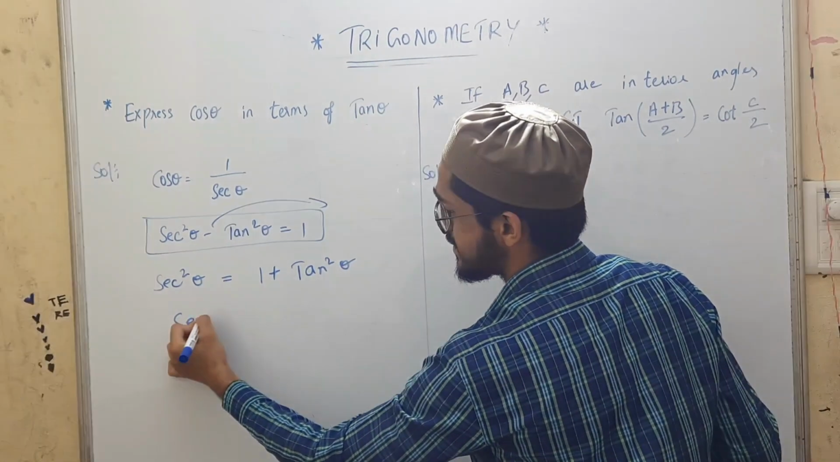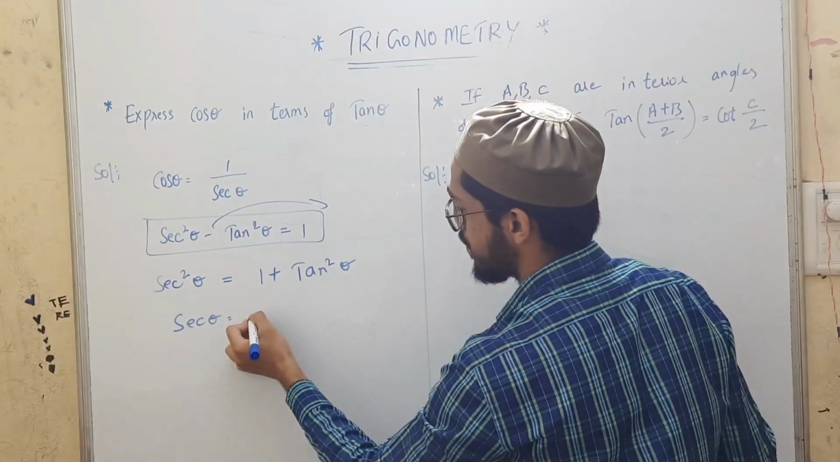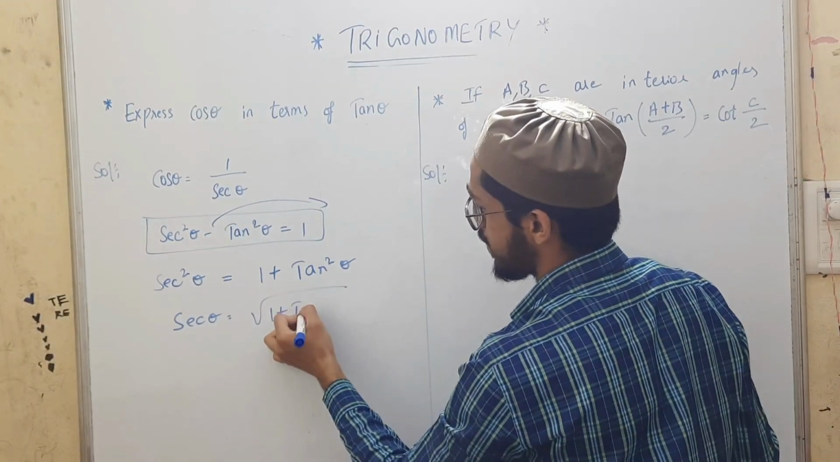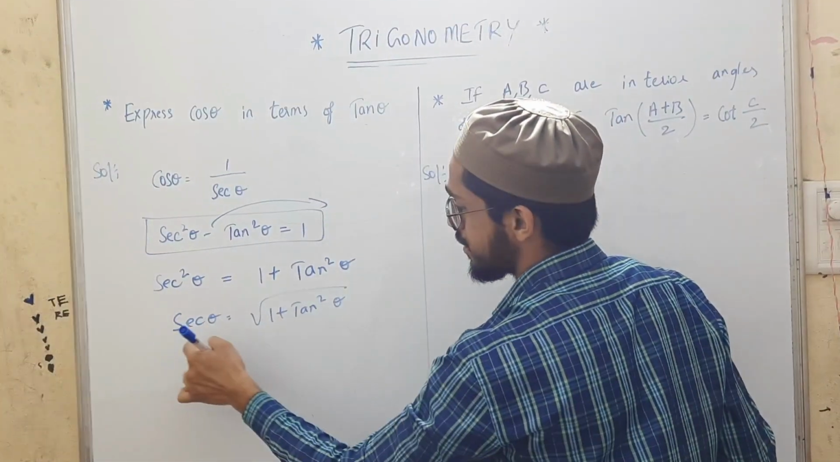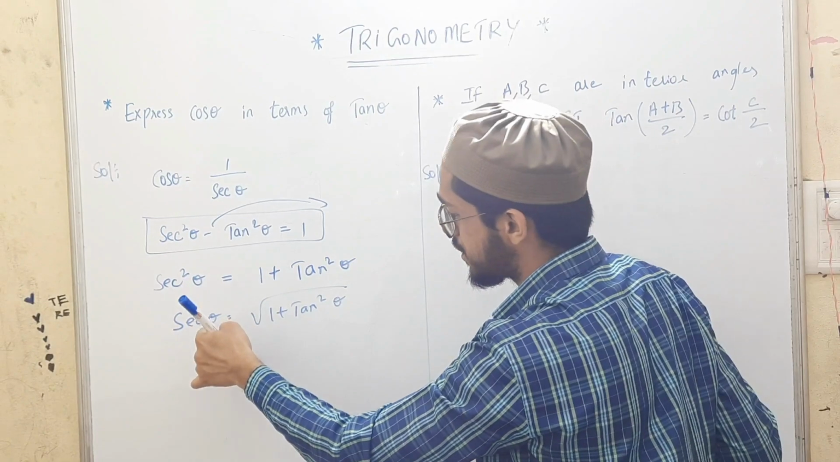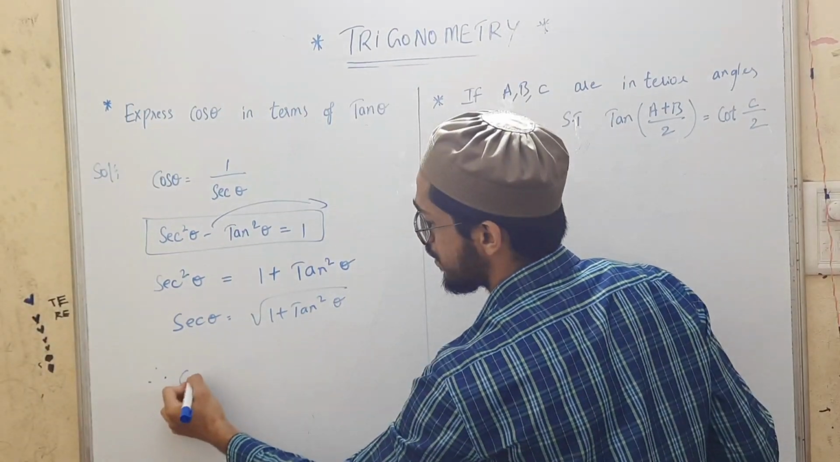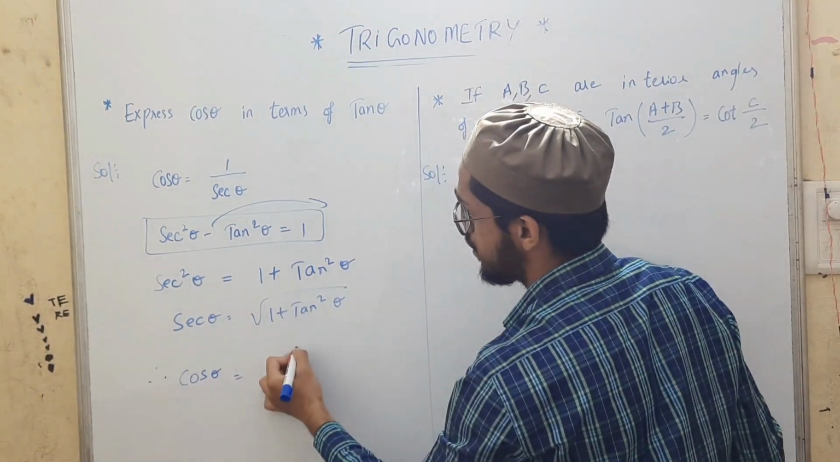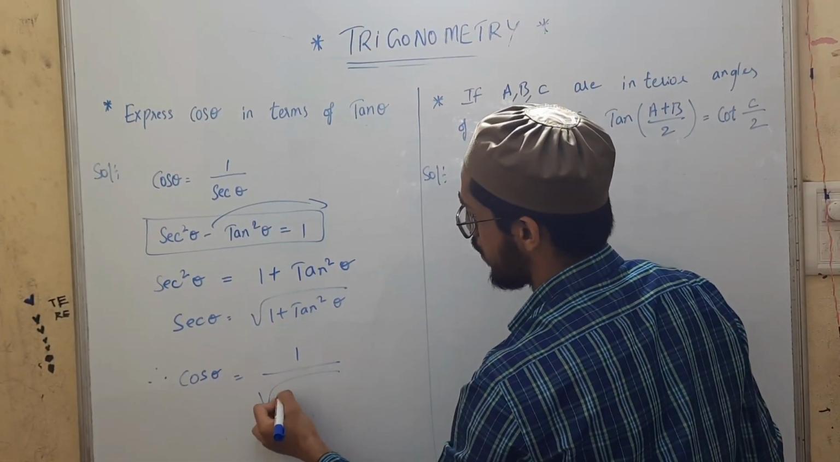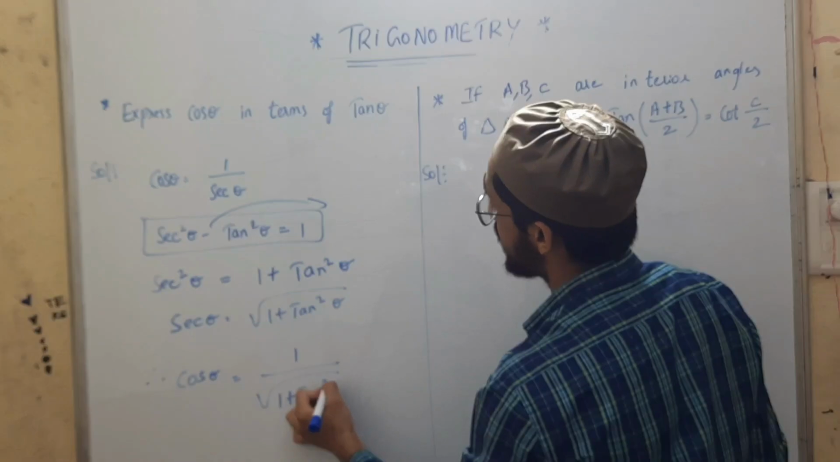Next, secant theta is equal to, this square coming here, under root of 1 plus tan square theta. This is our secant theta value. Substitute this secant theta in the place of secant theta here. Therefore, cos theta is equal to 1 by under root of 1 plus tan square theta.